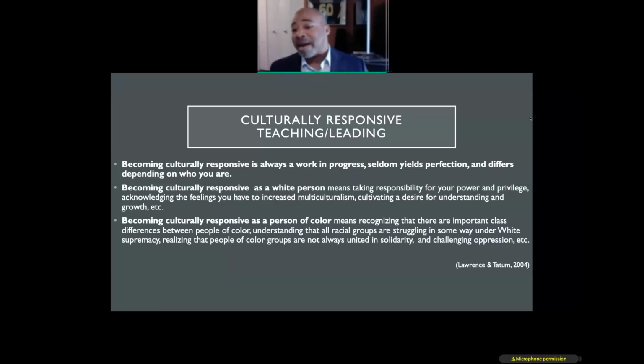For a person of color, it might mean recognizing that there are some significant differences across class and socioeconomic status among people of color, and understanding that the way different people of color attend to various forms of oppression could be different, that there's not always going to be solidarity, and that there might be different challenges and different ways of addressing and challenging oppression.